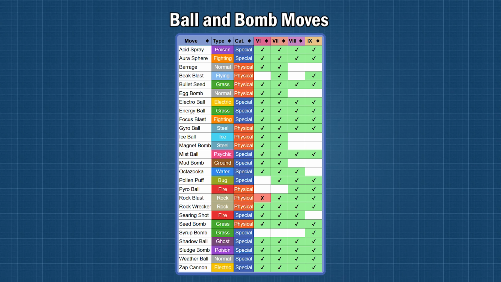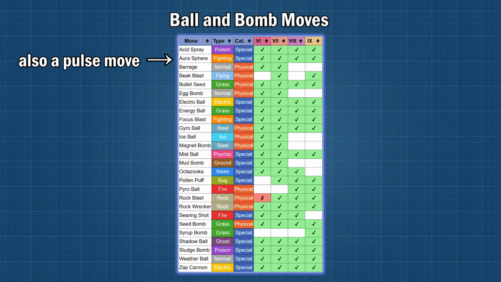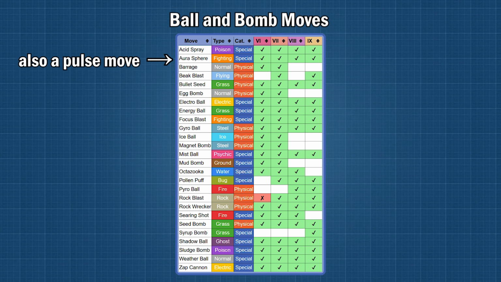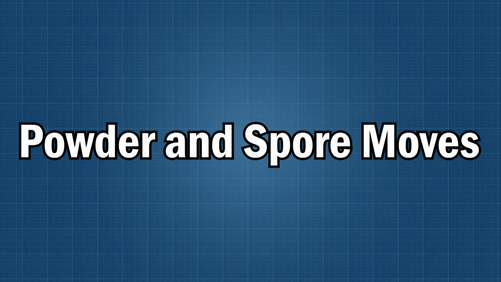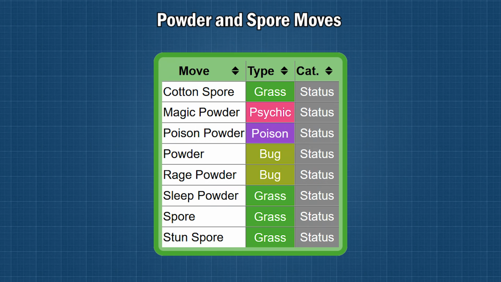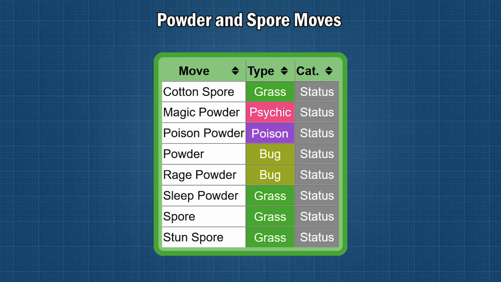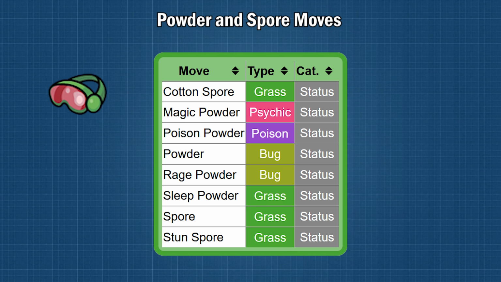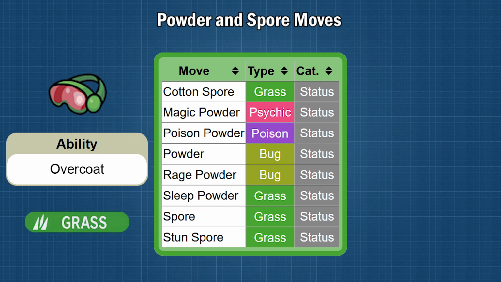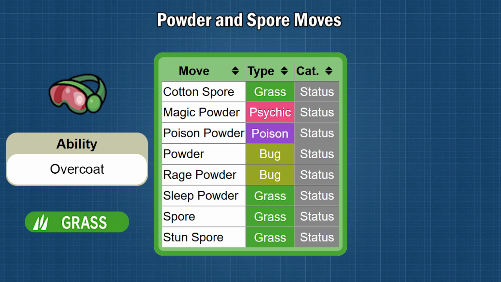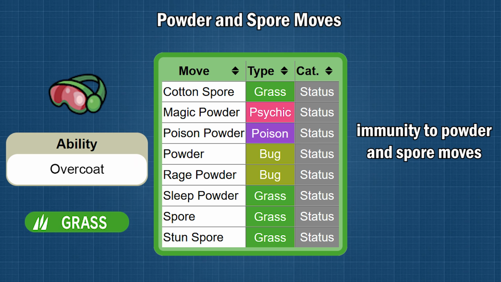It's also interesting that Aura Sphere appears here and in Pulse moves, showing that these moves can appear in multiple categories at once. Next is Powder and Spore moves. These are all status moves with either the word Powder or Spore in the name. Pretty straightforward. Powder and Spore moves interact with the Safety Goggles held item, the ability Overcoat, and the Grass type as a whole, in that Pokemon with any of those previous 3 things are immune to all Powder and Spore moves.